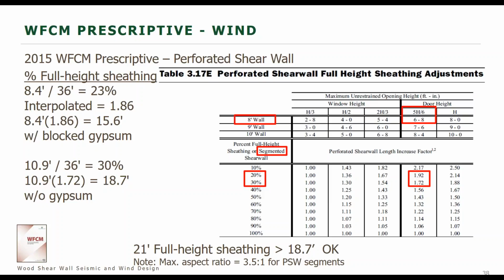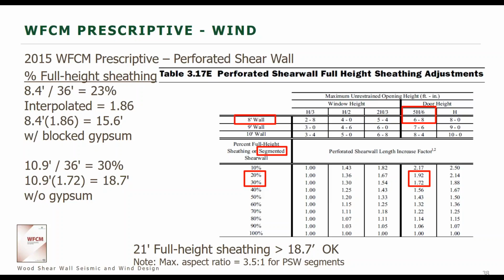That's with the blocked gypsum again. If we're not including the gypsum, we take that 10.9 feet value and divide it by 36, and that gives us 30%. So we don't need to interpolate that one. That's just going to be 1.72. So we get a required full height sheathing length of 18.7 feet without the gypsum.